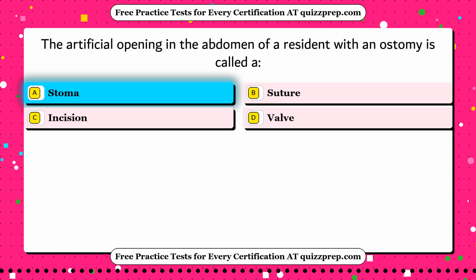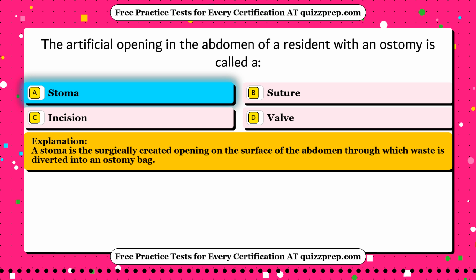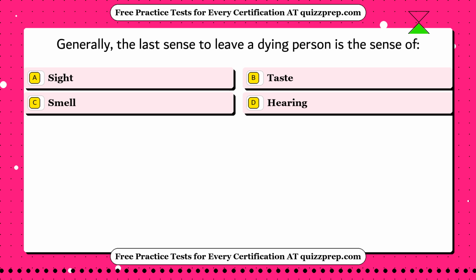The correct answer is option A, stoma. A stoma is the surgically created opening on the surface of the abdomen through which waste is diverted into an ostomy bag. Question 45. Generally, the last sense to leave a dying person is the sense of: Option A, sight. Option B, taste. Option C, smell. Option D, hearing.